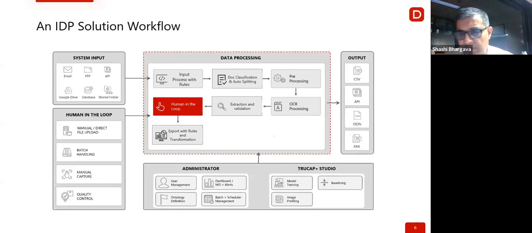If you look at the lower box, on the right-hand side, there is something called TrueCap Studio. This is a studio where you can baseline your documents when you're setting up a new document type. It's typically a notebook-kind of platform where you can set up 50 or 100 documents, see the results, and fine-tune the configuration. You can use this studio, and it helps you in doing that.